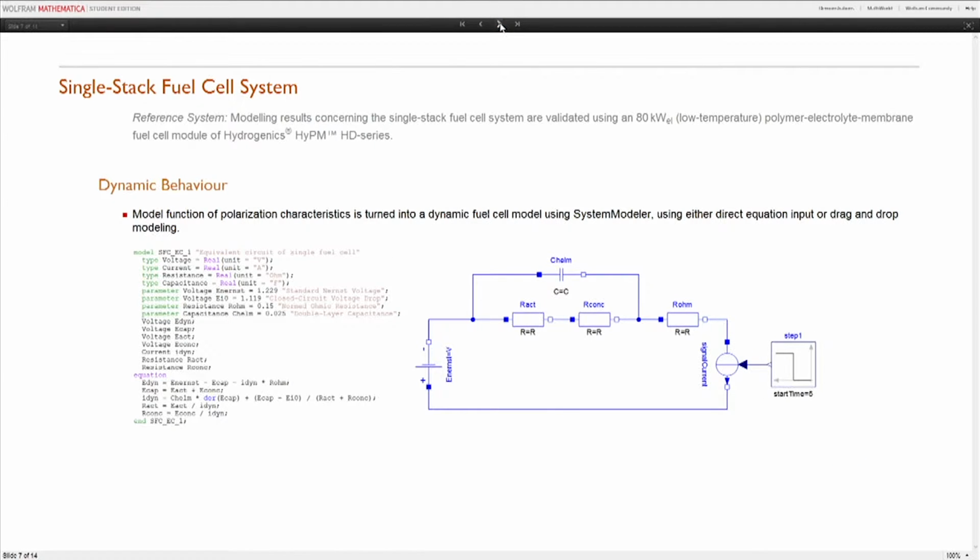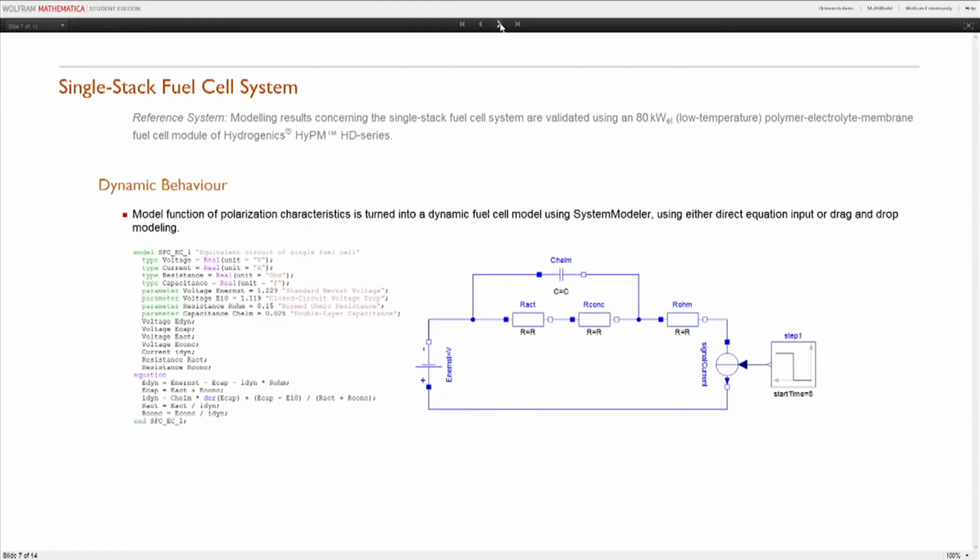From the polarization curve, it can be seen... Oh, that is very bad to read. I'm sorry for that. From the polarization curve, you can see actually that the behavior of such a fuel cell, the electrical behavior, needs to be nonlinear. So that is the best place to start using System Modeler to show how the response of this nonlinear behavior is. And it's actually quite easy, if you start with a polarization curve, to set up a model for a single fuel cell.